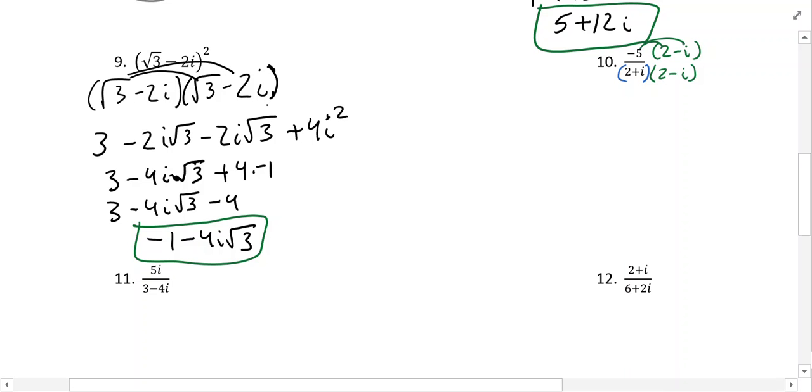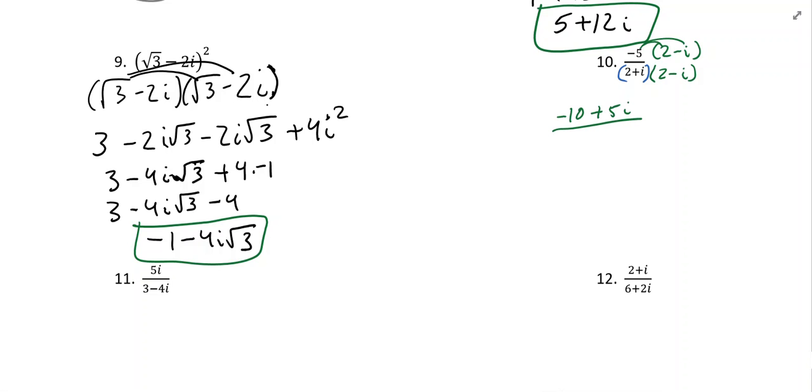So when I distribute the numerator, I'm going to get -10 plus 5i. And remember, when you're multiplying by the conjugate, we know the middle term is going to cancel out. So I just need to multiply the first terms together. So 2 times 2 is going to give me 4. And then the last terms together. So i times -i is -i squared.